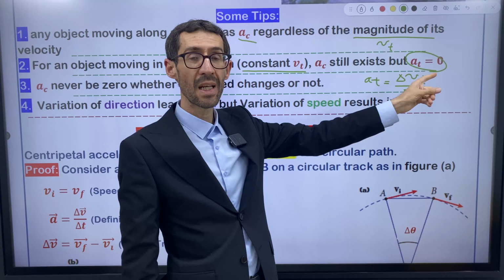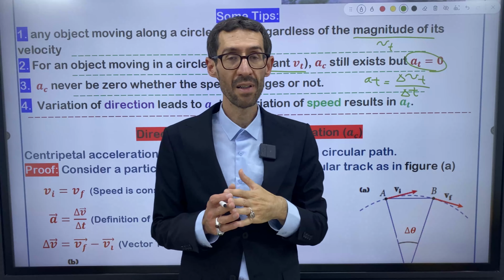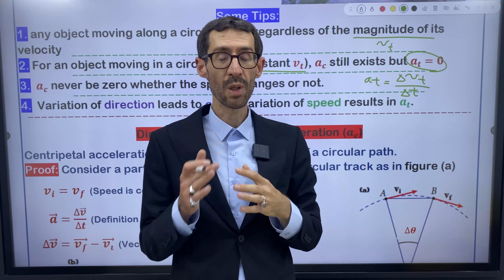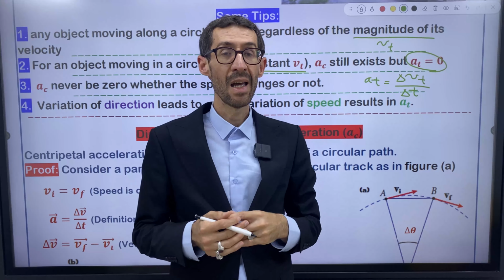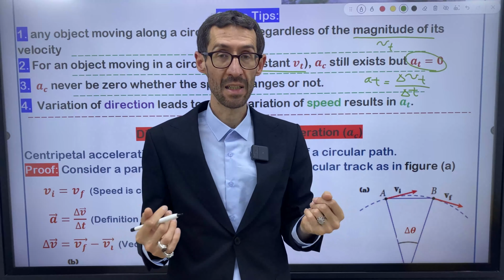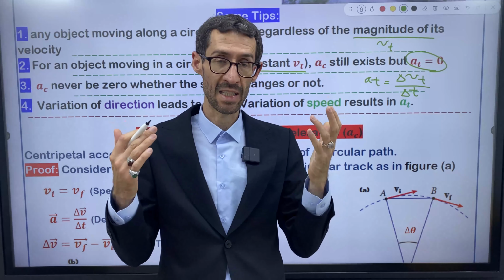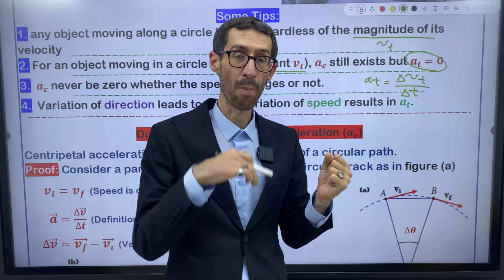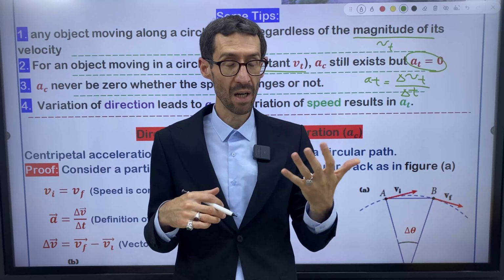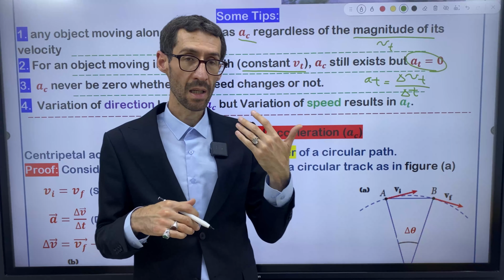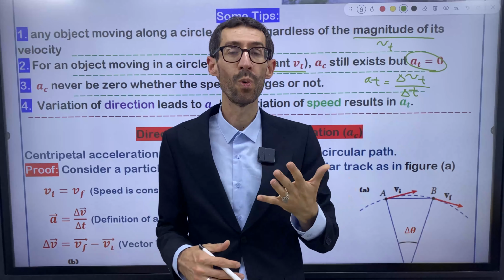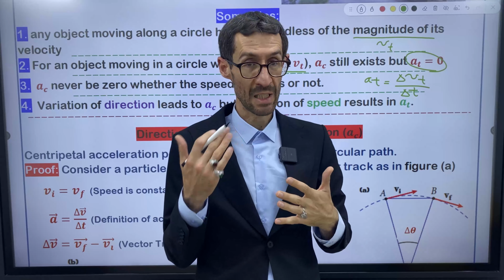In what situation do AT and AC exist together? When the object moves along a circular track and changes its velocity and changes its speed, let's say the object speeds up. Teacher, only speeding up causes tangential acceleration? No. It's slowing down as well.